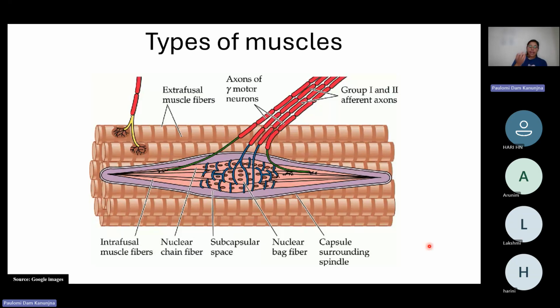Yeah. And about these topics, you need to remember your extrafusal muscle fibers, intrafusal muscle fibers, and you need to remember which neurons are associated with them. Because the extrafusal muscle fibers are the ones that do the generation of force and movement. They are associated with the motor neurons. And the intrafusal muscle fibers are associated with the motor neurons. Which ones? Gamma motor neurons.